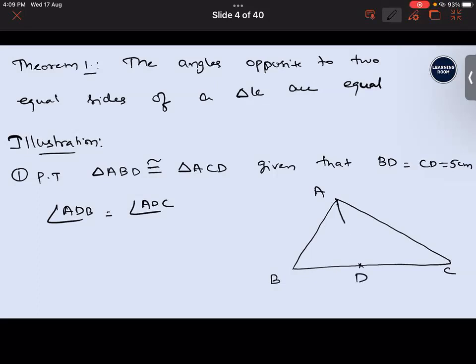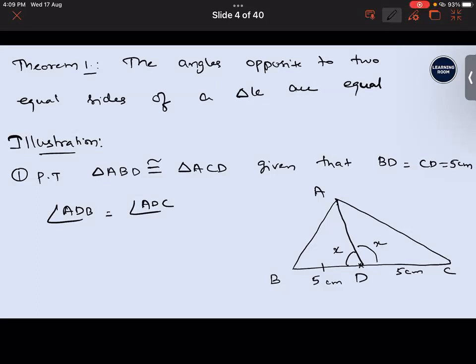Sir, there you are, A, B, D. Triangle ABD is congruent to triangle ACD is what we need to prove. So this is 5 centimeter, this is 5 centimeter. Is that clear? Now what else is given? Angle ADB, if I call this X, is equal to angle ADC. This is also X. So this is 5.